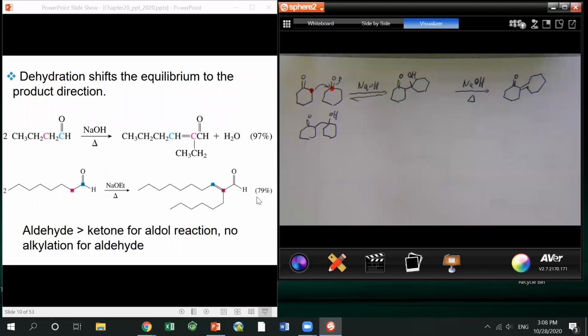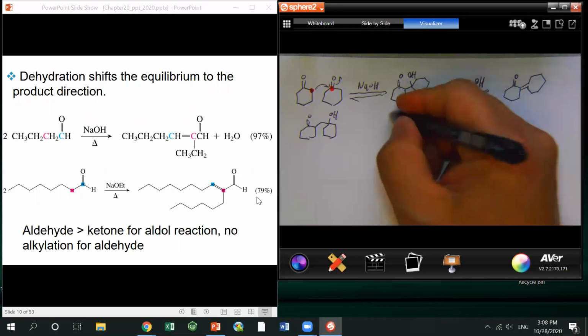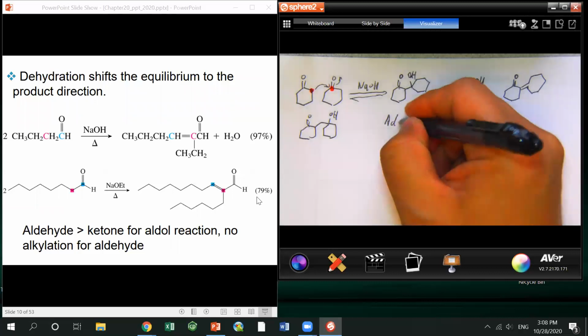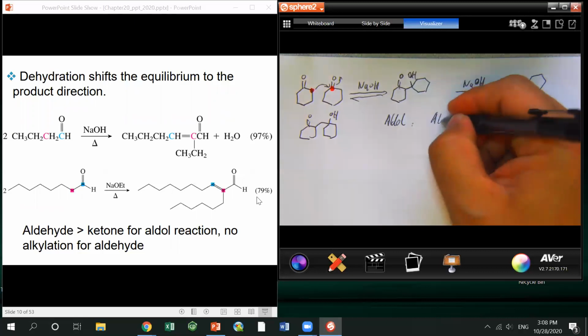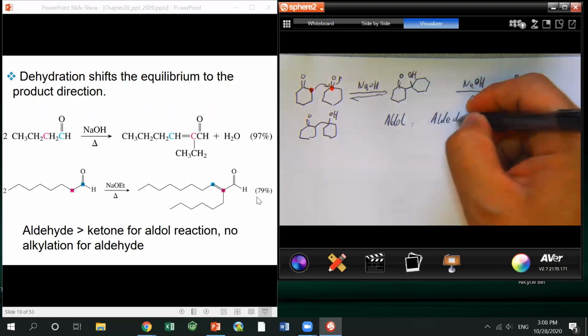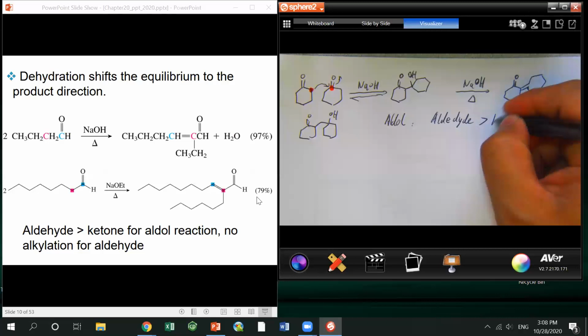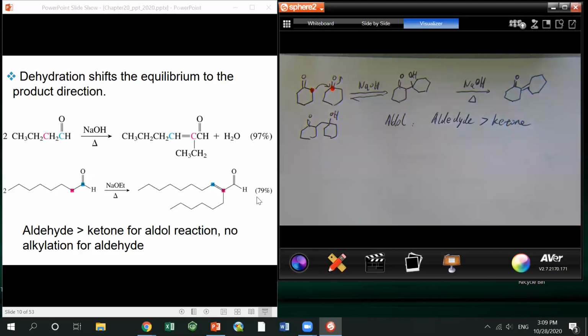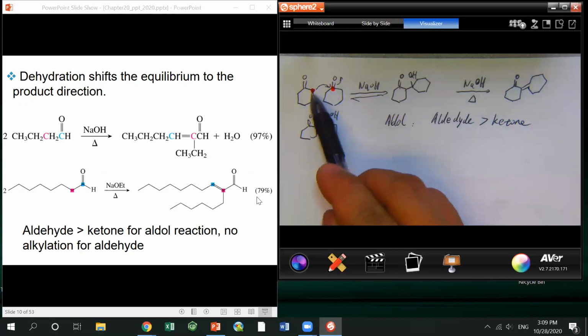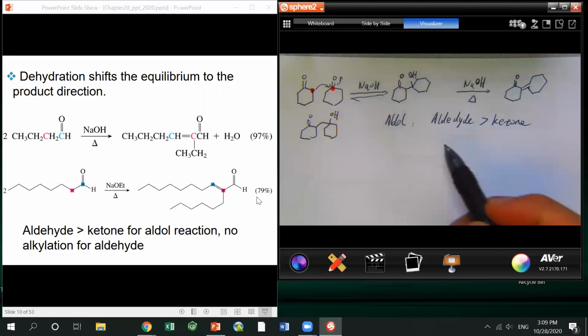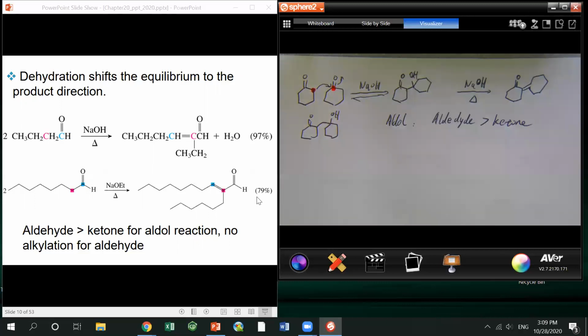And for the Aldol reaction, why is it called Aldol? Because normally this reaction happens with an aldehyde, but it can also happen with a ketone. Aldehyde is much more preferred than ketone. The reason is easy to understand: steric hindrance. For example, with 2 ketones there is much less open space for the nucleophile to attack. So the ketone is not easy, but it can happen, while aldehyde dominates. There is no alkylation for aldehyde; I'll explain that later.